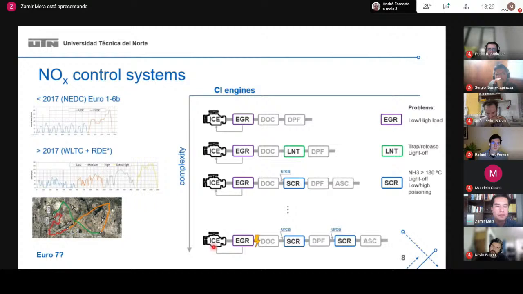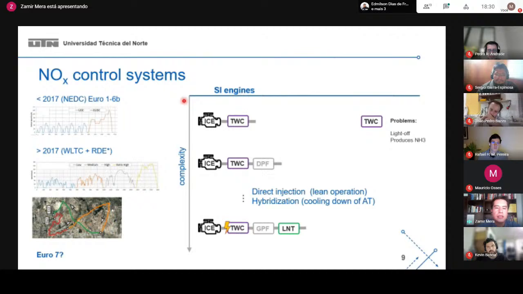We see that for current Euro 6D vehicles and future Euro 7 vehicles, the aftertreatments are extensive. There are a lot of devices in the system layout. For NOx emissions, we have the EGR, and usually the vehicles will possibly use two SCR systems. Also, there are other elements that maybe should be modeled to have accurate models in vehicles.